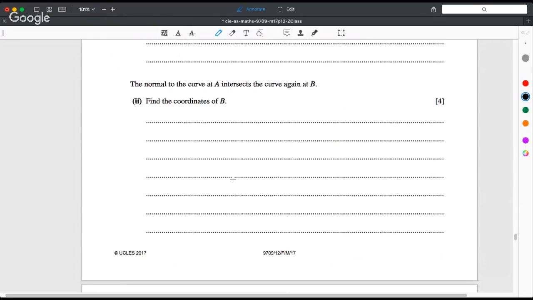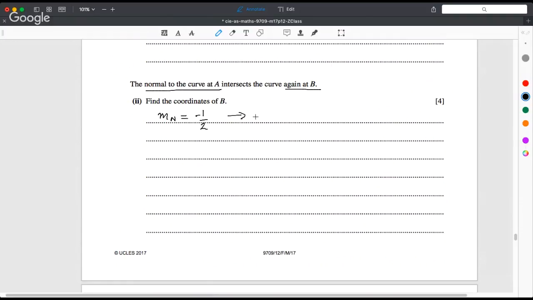So now they're telling us that the normal to the curve at A intersects the curve again at B. Find the coordinates of B. So we know that the normal has a gradient such that it's basically minus 1 over the gradient of the previous one. So it's going to be minus a half here, because it's perpendicular to the tangent, so it must have a gradient of minus 1 over the gradient of the tangent.